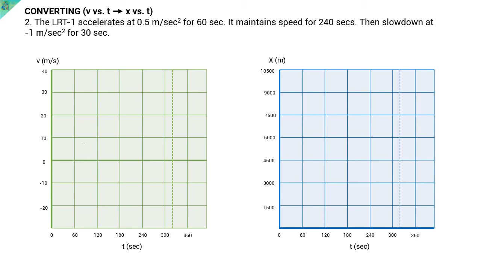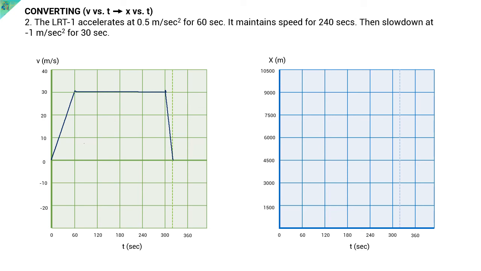Okay, for our first situation, we have here 0 to 30. And then it maintains its velocity for 240 seconds. After a while, it slows down for about, sorry, let me repeat. It slows down for about 30 seconds.